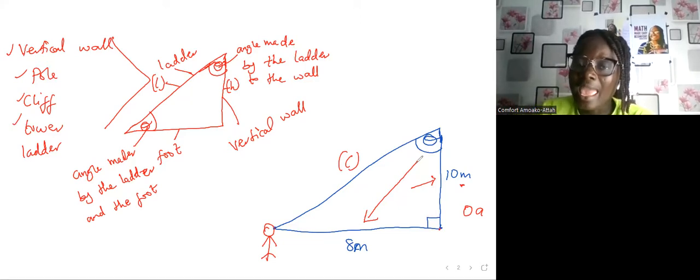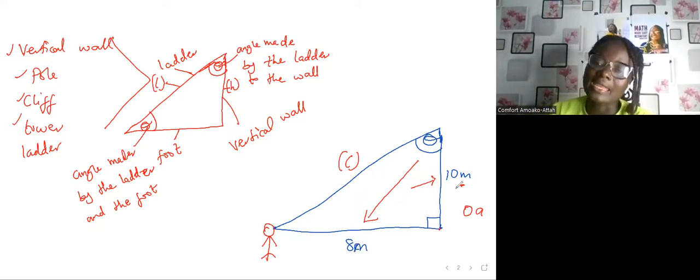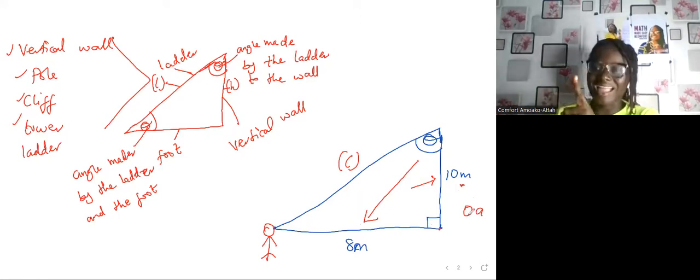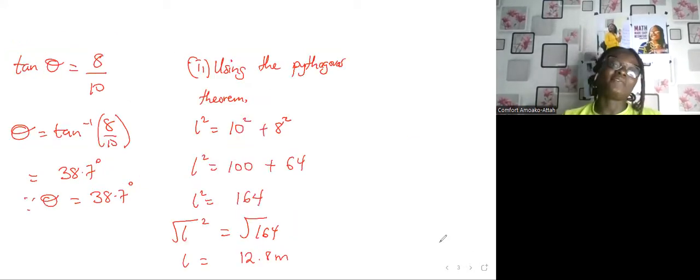This angle is directly opposite to the 8 meters and adjacent to the 10 meters. So we are going to get OA. That is giving us what? Good. TOA. Perfect. So I'm going to use TOA. So tan theta is equal to opposite, which is 8 over 10. That is what we are having over here. So tan theta is equal to 8 over 10.